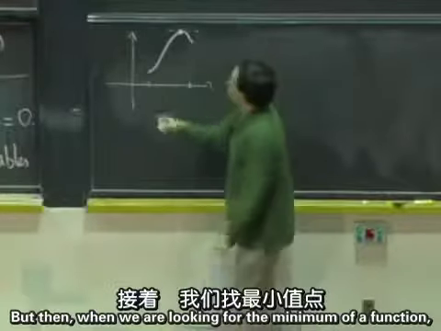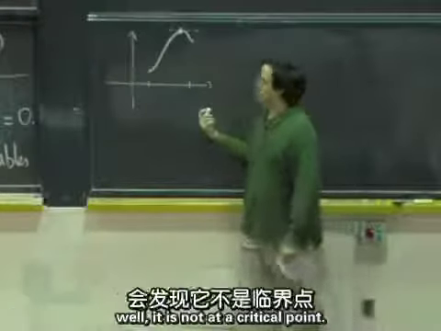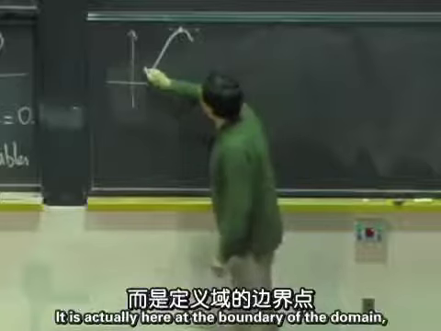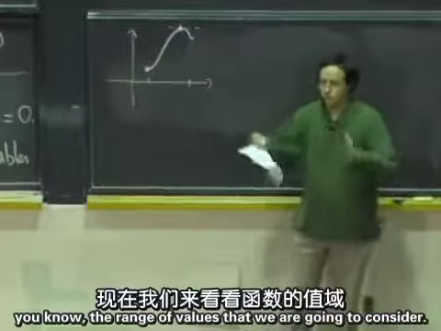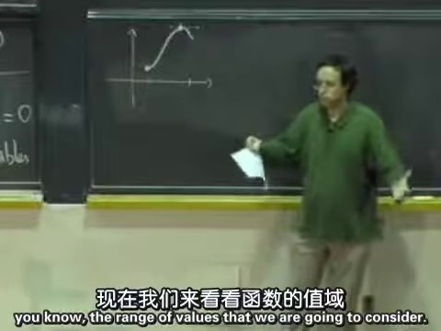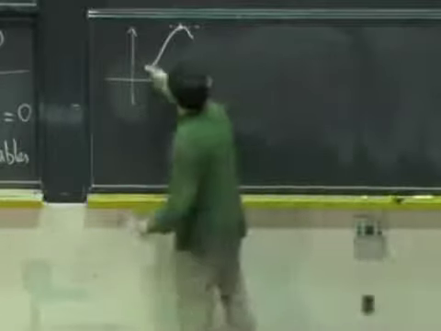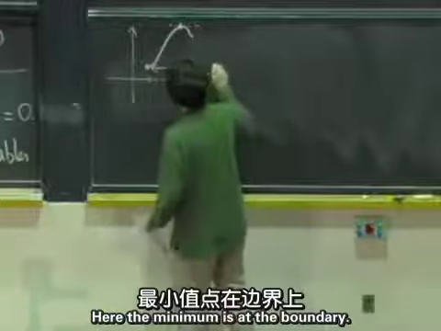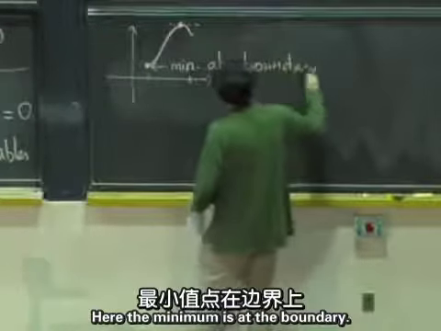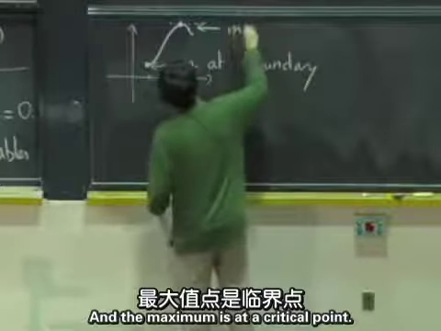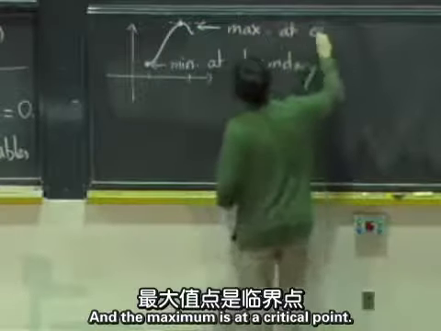But then, when we're looking for the minimum of a function, it's not at a critical point, it's actually here at the boundary of the domain, the range of values that we are going to consider. So here, the minimum is at the boundary, and the maximum is at a critical point.